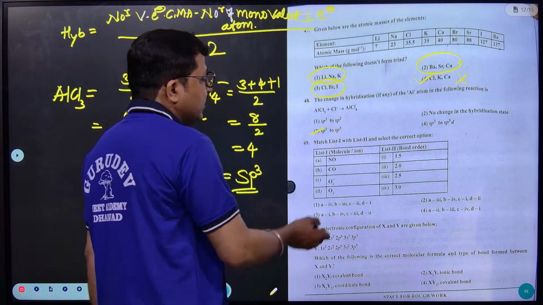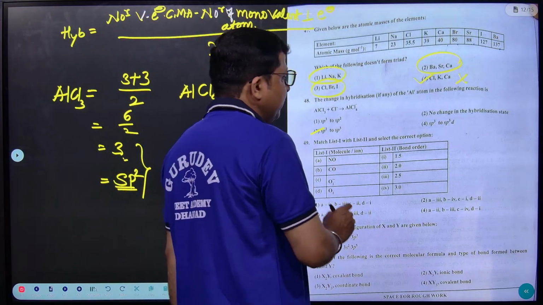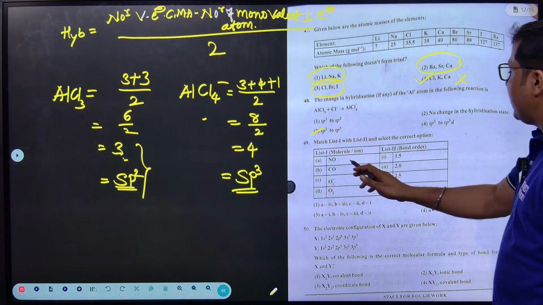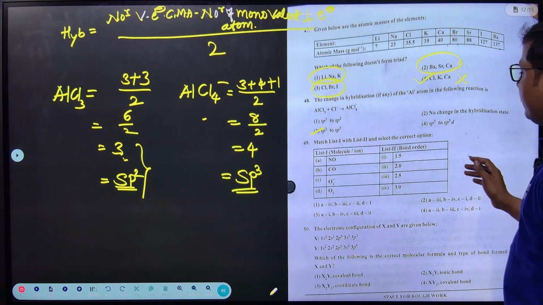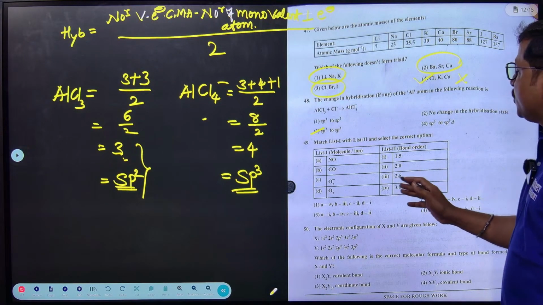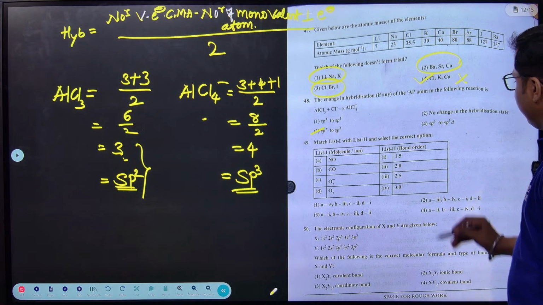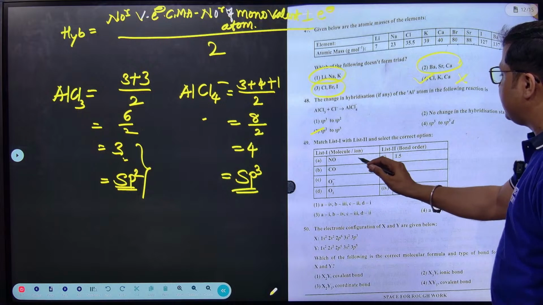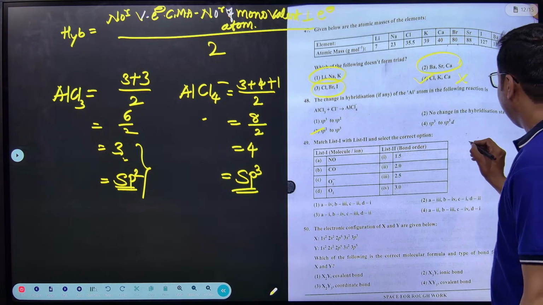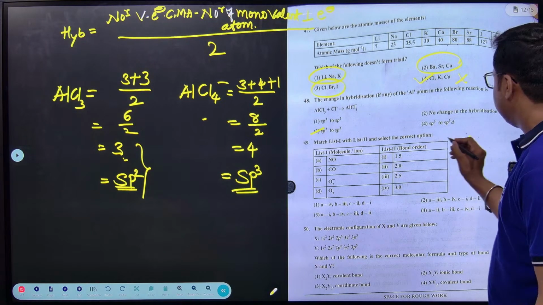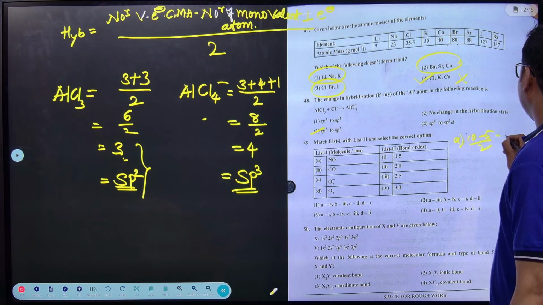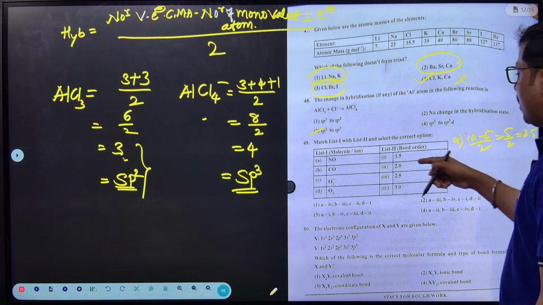Now match the following statements. See here, the number of valence electrons in the bonding molecular orbital minus the anti-bonding molecular orbital, divided by 2, is used to calculate the bond order. In first option A, 10 minus 5 divided by 2, that is 5 by 2, equal to 2.5 for option number 1.